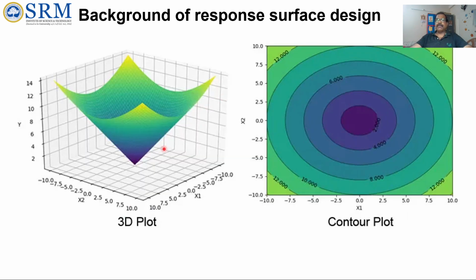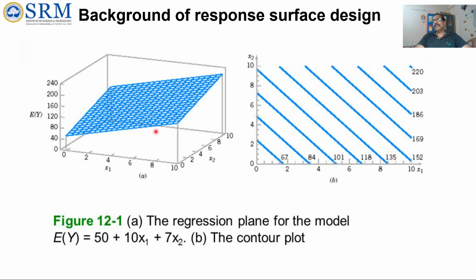The same 3D plot can also be represented in terms of a contour plot. Then, if this is the linear regression model, for example, the model 50 plus 10x1 plus 7x2, it can also be represented in terms of a contour plot.